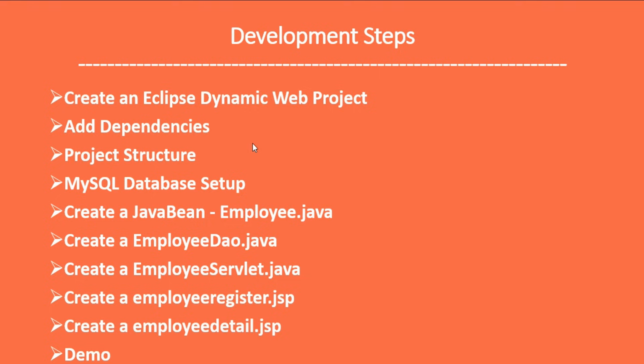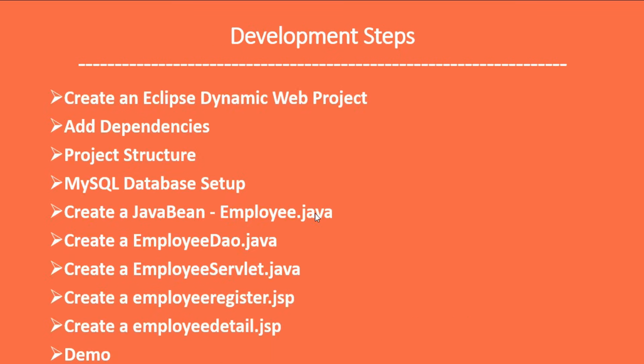Alright, so as I mentioned, we are using a Model View Controller design pattern. So the employee bean acts as a model layer, and the employee DAO is a DAO layer. The employee servlet acts as a controller layer, and employee register and employee details, these two JSP pages, act as a view layer.